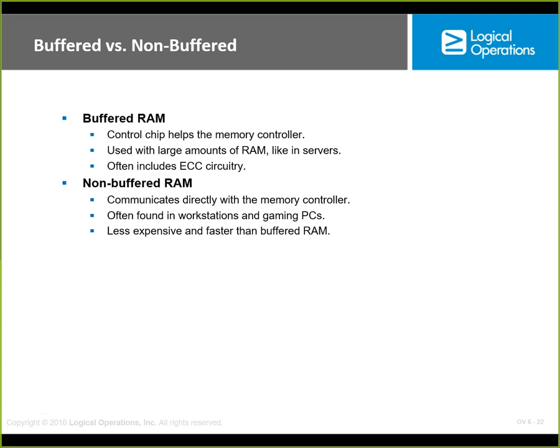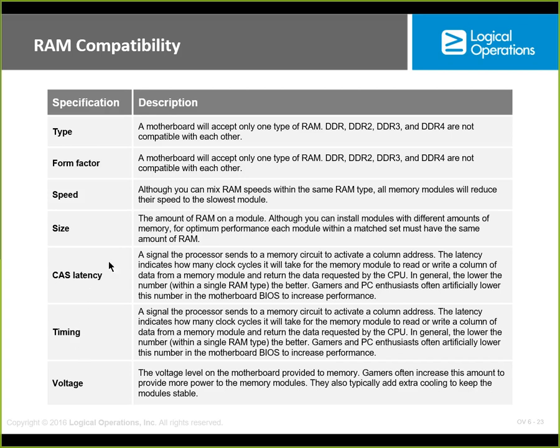Buffered control chips help the memory controller use large amounts of RAM. Servers could have buffered memory, and it's sometimes called registered memory. It often includes the error correcting circuitry. The non-buffered is what we're typically going to use in our computers, and it's less expensive and faster than the buffered RAM.